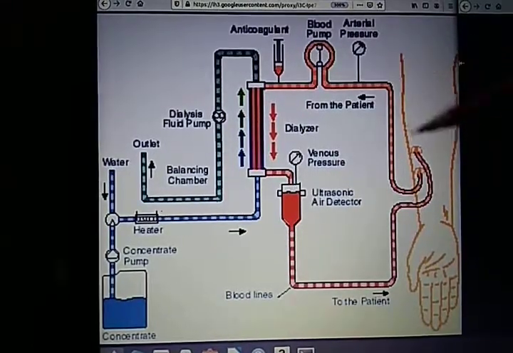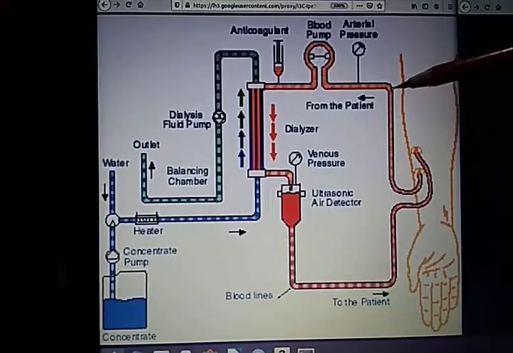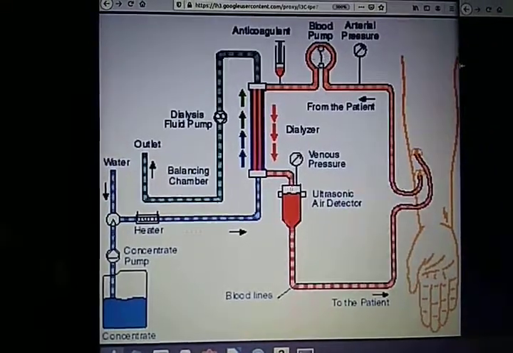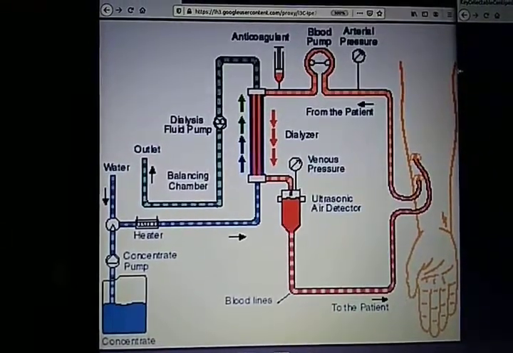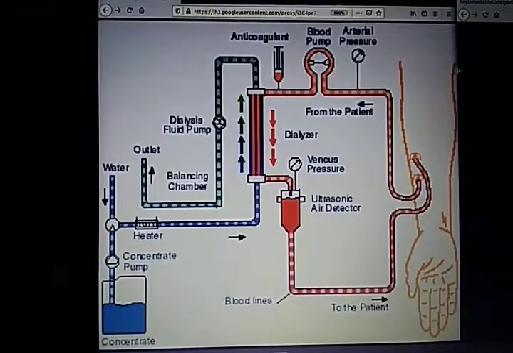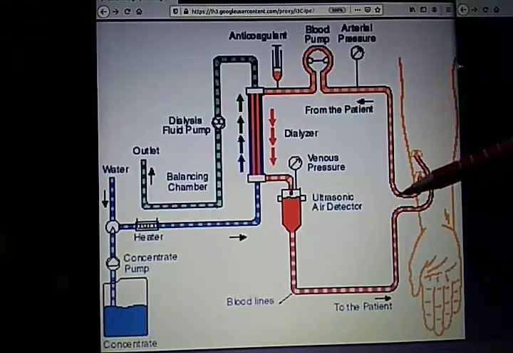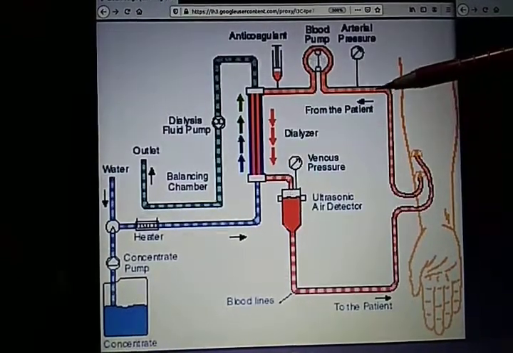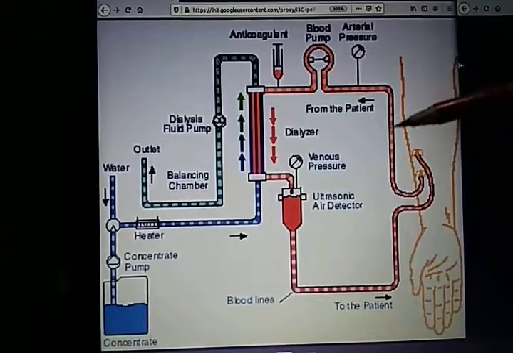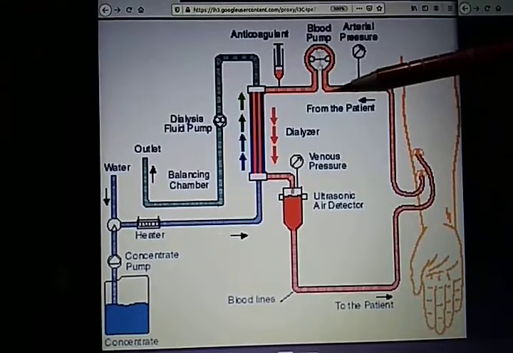flows with pressure. You have heard, or I have taught you, that the arterial pressure is about 120 mm of Hg, the systolic pressure actually. So there is a huge pressure in the artery. That's why the blood from the artery gets out of the vessel into the tube connected to the dialyzer machine.